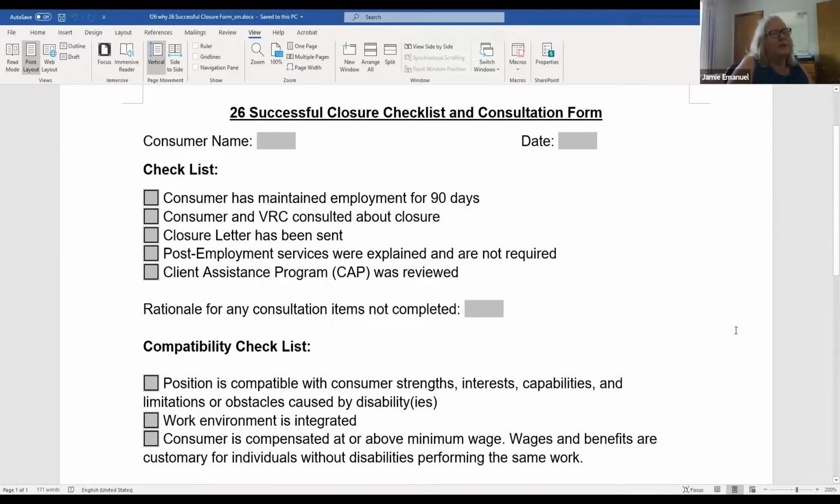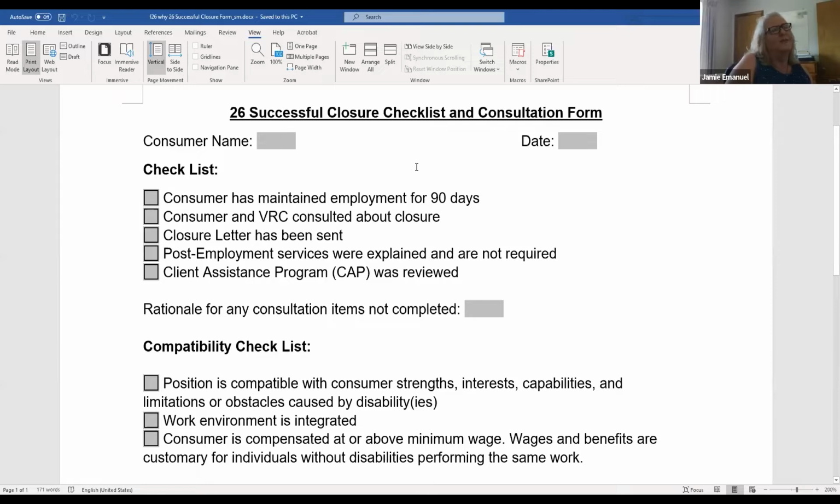And Wayne is working on a project. Well, Wayne's working on probably about 15 projects right now, but this is just one in which he's creating an example of a case file. In that case file example are forms that we use for every step of the VR process. This particular form is one that I pulled in for the employment step, because this is what we call a successful closure checklist.